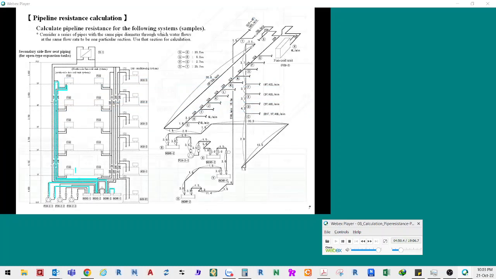Let's calculate pipe resistance using the system on the slide as a sample. Consider a series of pipes with the same pipe diameter through which water flows at the same flow rate through one particular section. Use that section for calculation. Assume that sections are divided by points A through V.